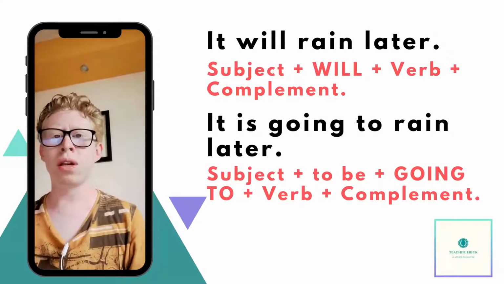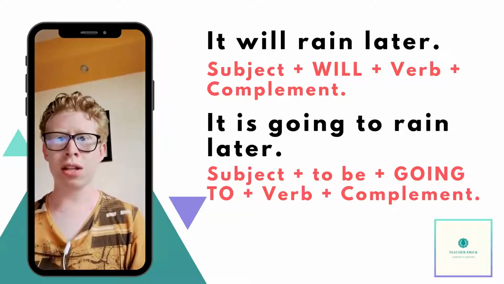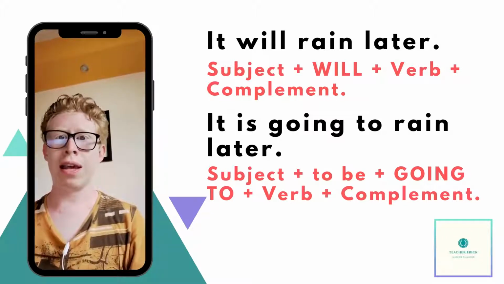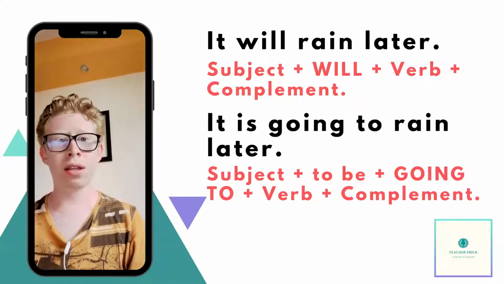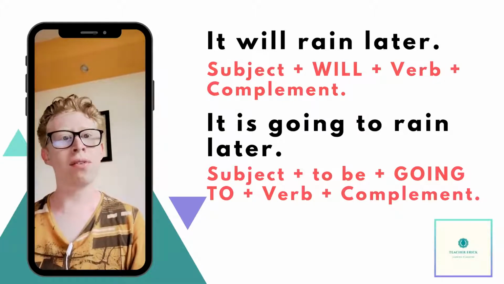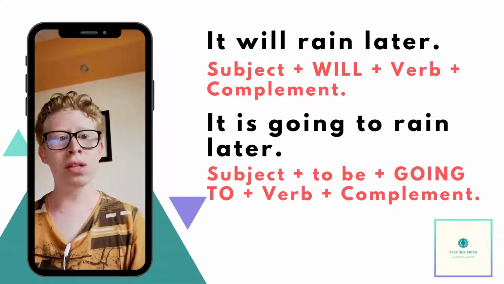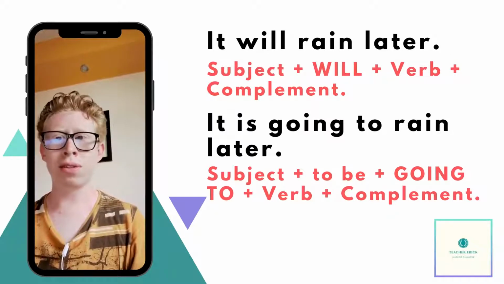So the first one is usually what we think. We don't have evidence that it will rain, so that's what I think or I believe: it will rain later. The second one: it is going to rain. If I make my prediction this way, it is because I have some evidence. For example, maybe I see some gray clouds in the sky, or I saw the forecast previously.